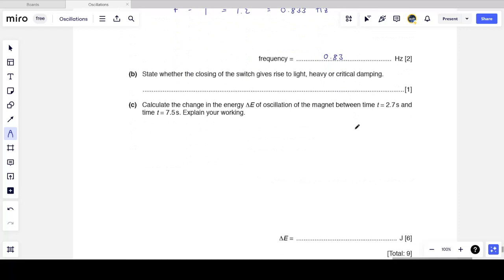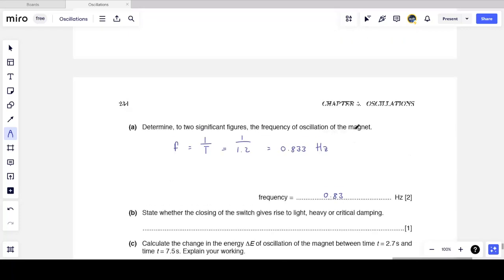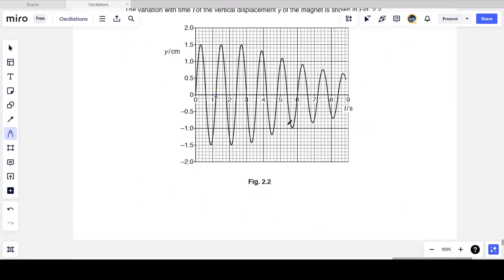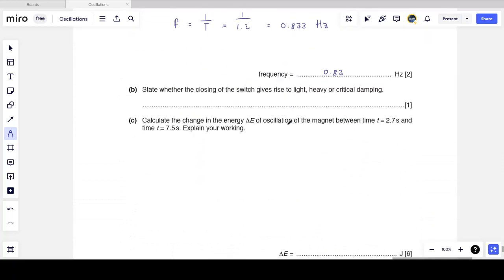Now we also want to state if the closing of the switch gives rise to light, heavy, or critical damping, and I think you will agree, again, this is light damping. Many oscillations, not a massive change in amplitude for each subsequent oscillation.